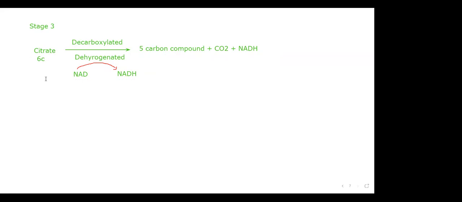Right. So citrate, 6 carbon. In stage 3, the citrate will be decarboxylated as well as dehydrogenated. So if they are dehydrogenating, definitely there should be a reducing agent. So here the reducing agent is what? NAD. So NAD converts to NADH, and decarboxylation produces a 5 carbon compound and carbon dioxide. So this is what happened in stage 3. Okay.